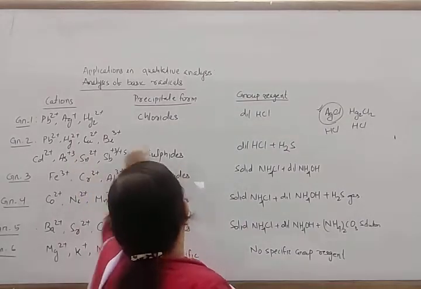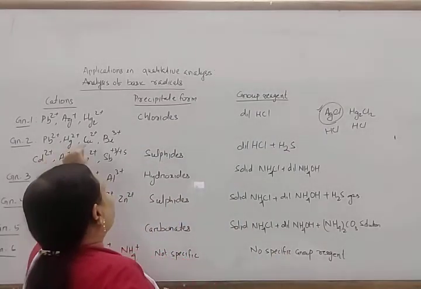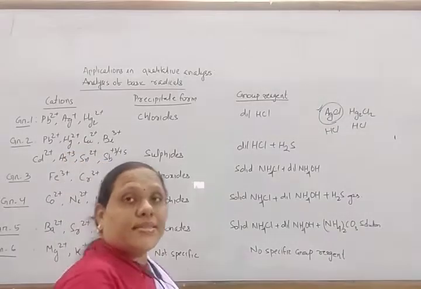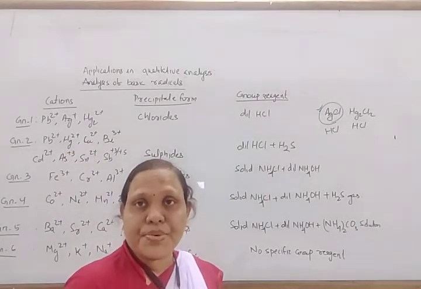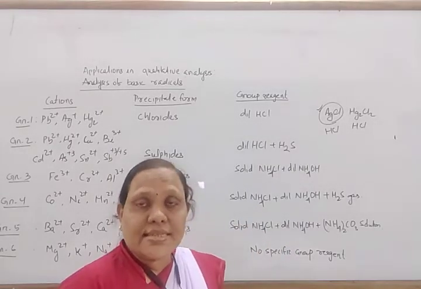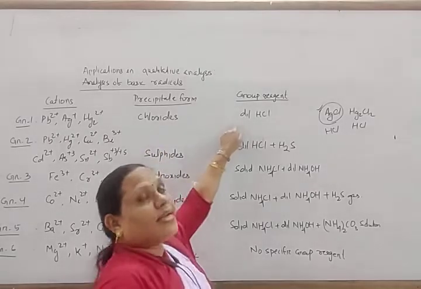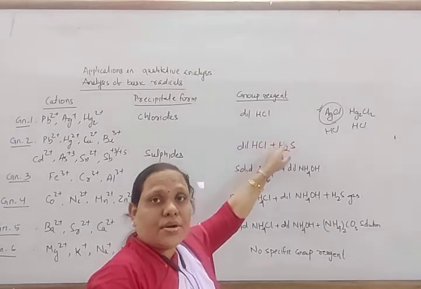But the group 2 elements, that is the mercuric chloride, copper chloride, bismuth chloride, they have a higher value of solubility product. In this way, the ionic product does not exceed the solubility product, so they do not get precipitated by adding dilute HCl solution.